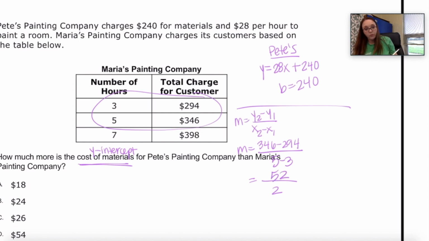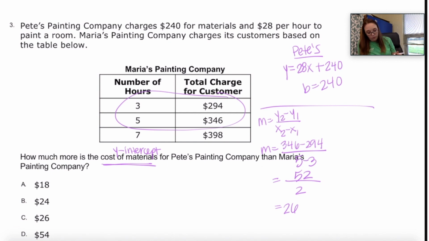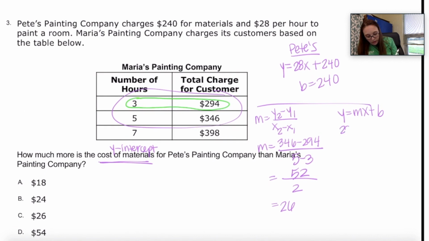52. And 52 divided by 2 is going to give me 26. So my slope is 26. And now we can find our y-intercept. To get that y-intercept, remember, I'm going to plug into y equals mx plus b, and I'm going to take one of my points. I'm going to use this point right here. So that's 294 equals 26 times 3 plus b.